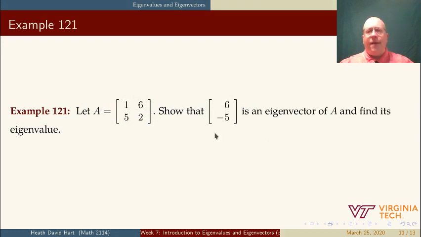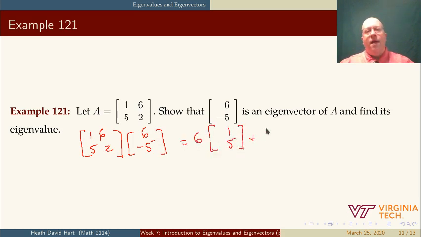So let's try some examples. Let A be this square matrix. We want to show that 6, negative 5 is an eigenvector of A, and we want to find what its eigenvalue is. So if I take this matrix and transform the vector 6, negative 5 with this matrix, this is 6 times the first column and negative 5 times the second column.